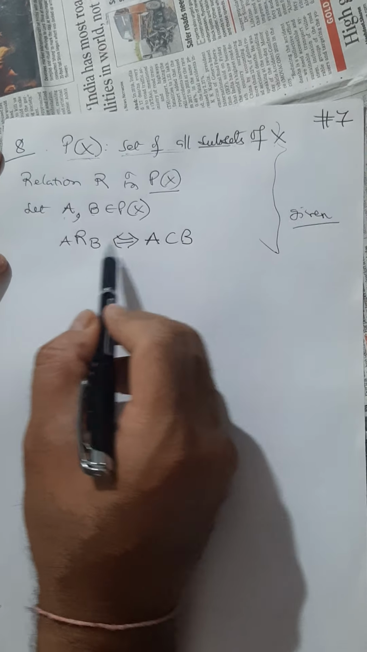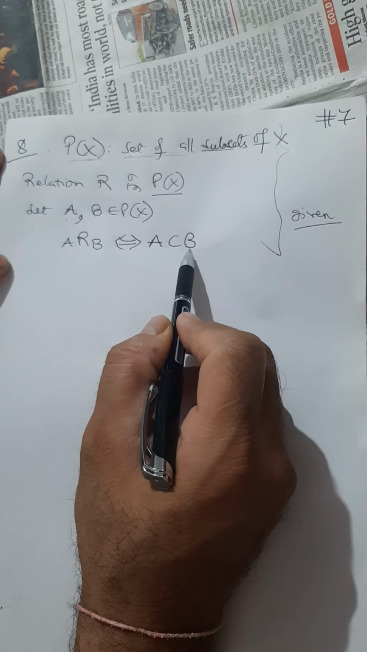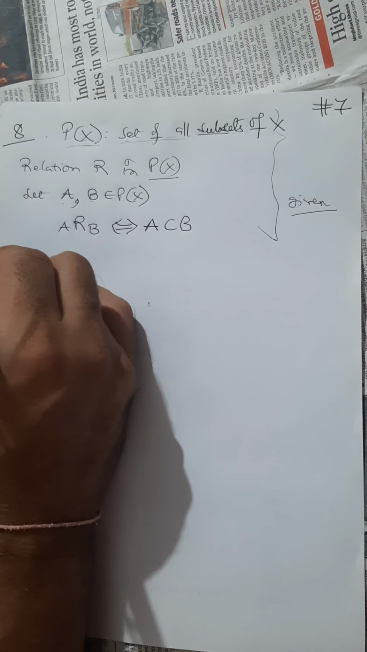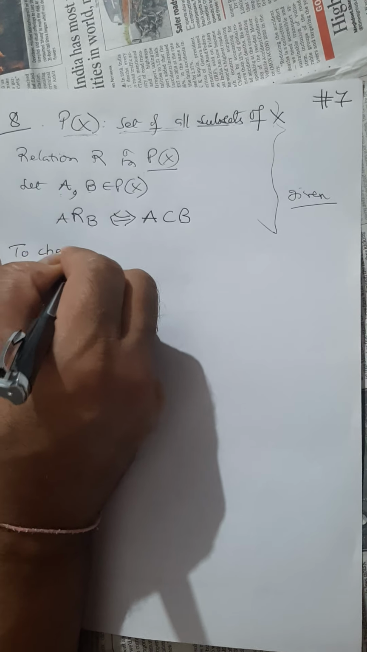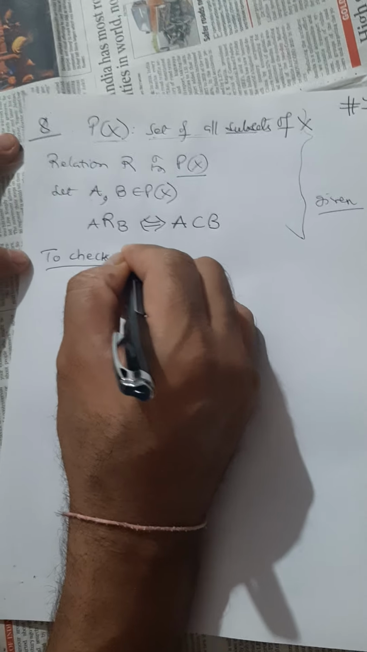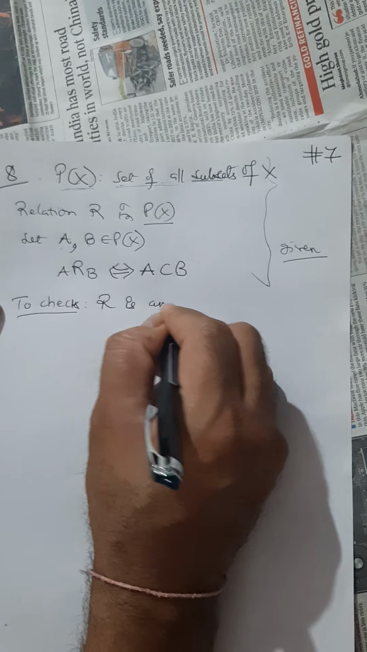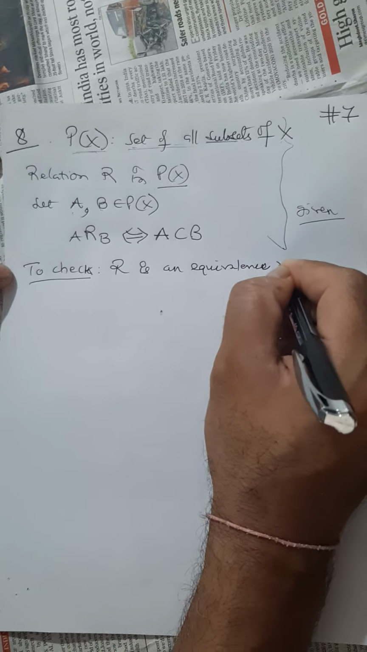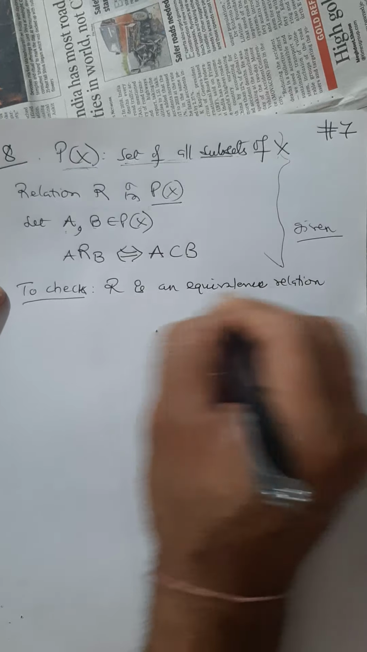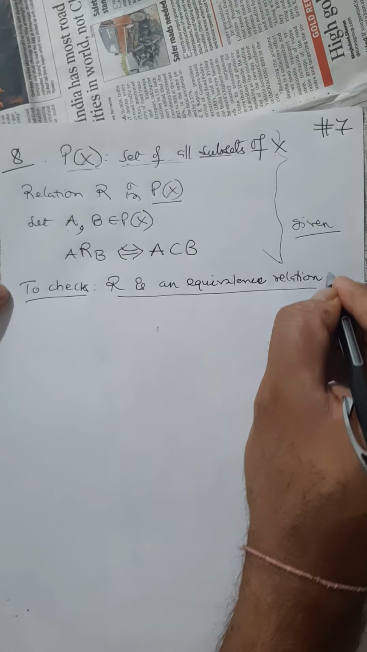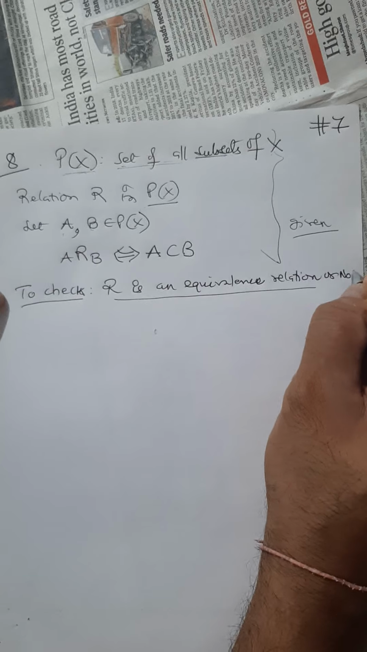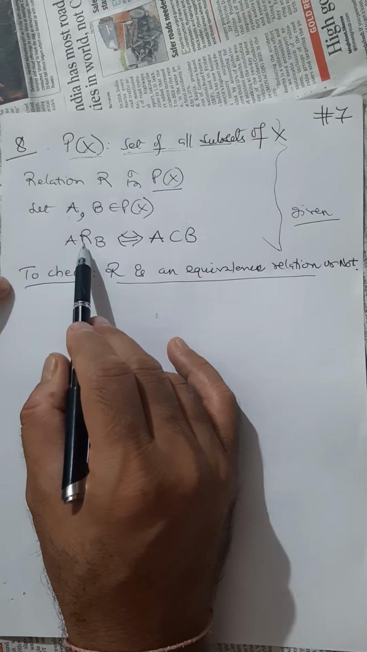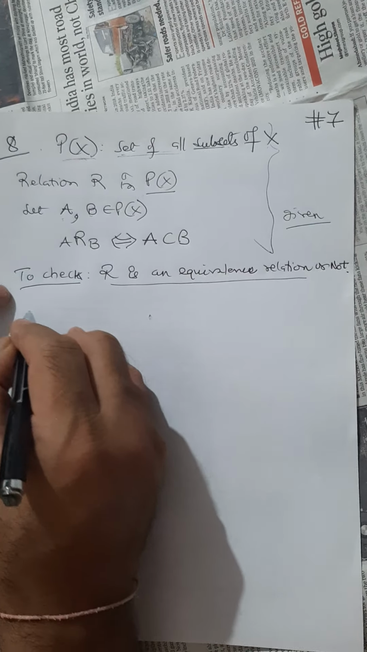We say that two sets are related if one set is a subset of the other one. This is given. Now the question is to check whether this relation R is an equivalence relation or not. So we need to check whether this relation is reflexive, symmetric and transitive or not.